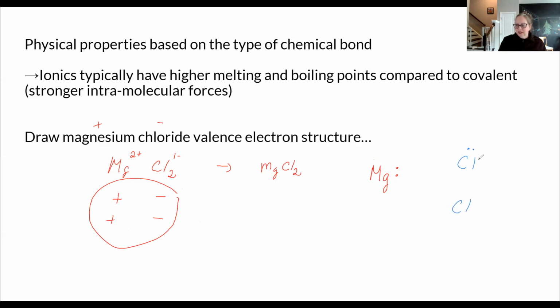Each chlorine is in group 17, so it has 7 valence electrons and 1 open spot. Magnesium is in group 2, so it has 2 valence electrons. So you can use the groups to figure out how many valence electrons. And maybe when you draw it like this, you might start to notice magnesium wants to lose 2 electrons to become a cation.